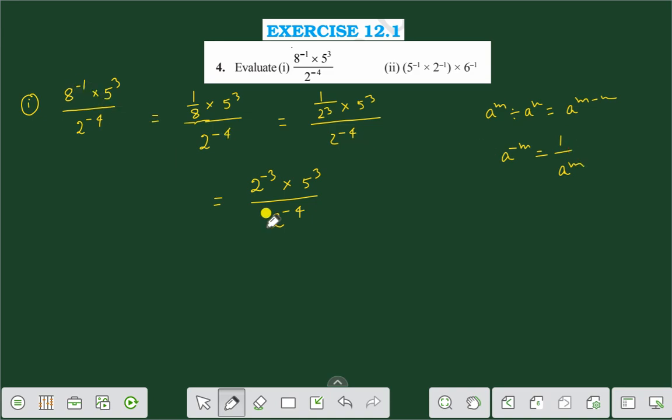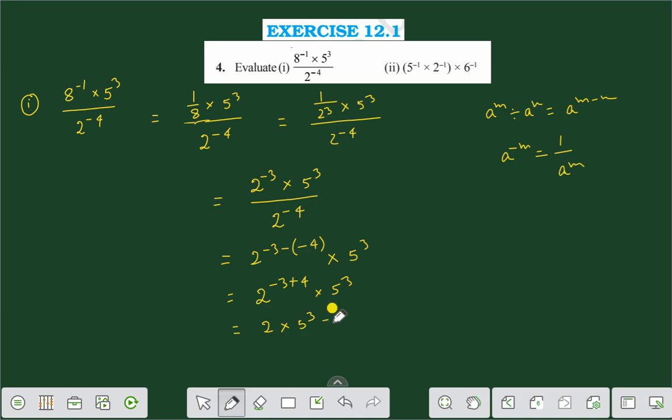Here in this case, we are getting 2 to the power minus 3 minus of minus 4 into 5 to the power 3. That is 2 to the power minus 3, minus into minus is plus 4, into 5 to the power 3. That is 2 to the power minus 3 plus 4 is 1, into 5 to the power 3.